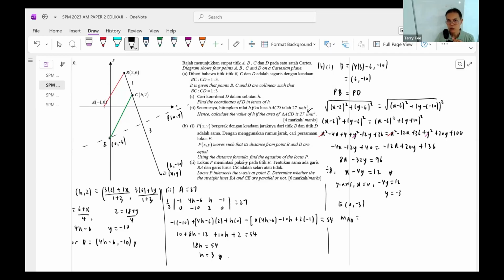Gradient of AB will be y2 minus y1 over x2 minus x1. 6 divided by 3, this is 2. Gradient of CE or EC, doesn't matter. But what's your H? H is 3, right? So it's (3, 2). So we take y2 minus y1 over x2 minus x1. This is 5 over 3. Now, can you see that the gradients are actually different, not the same? So are they parallel? Answer is not parallel.